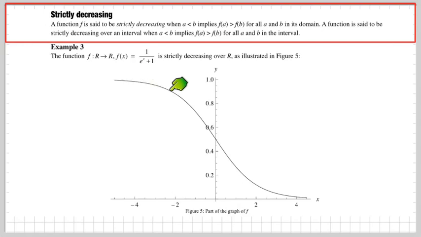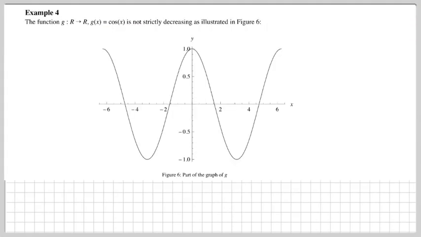This is strictly decreasing. Heavens, it is, isn't it? It's decreasing right along that domain. It is, yes. Very good. What about this beastly looking thing? It's a cos graph, isn't it? Yes, g of x equals cos x. All right, that's all right.